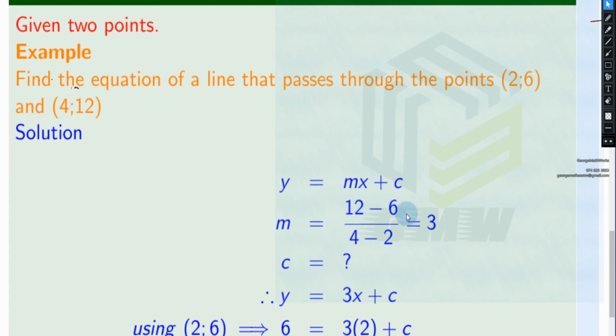So, at this point, my gradient is given by 12 minus 6 over 4 minus 2. Remember, it's change in y over change in x. And my gradient is 3. Now, what is left is, I now have the gradient, which means I can write this as y is equal to 3x plus c. What I'm left to find is c.